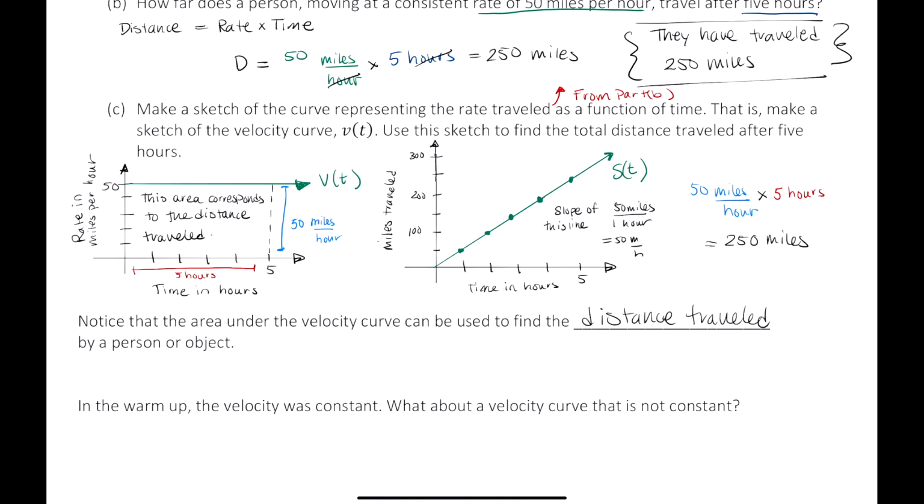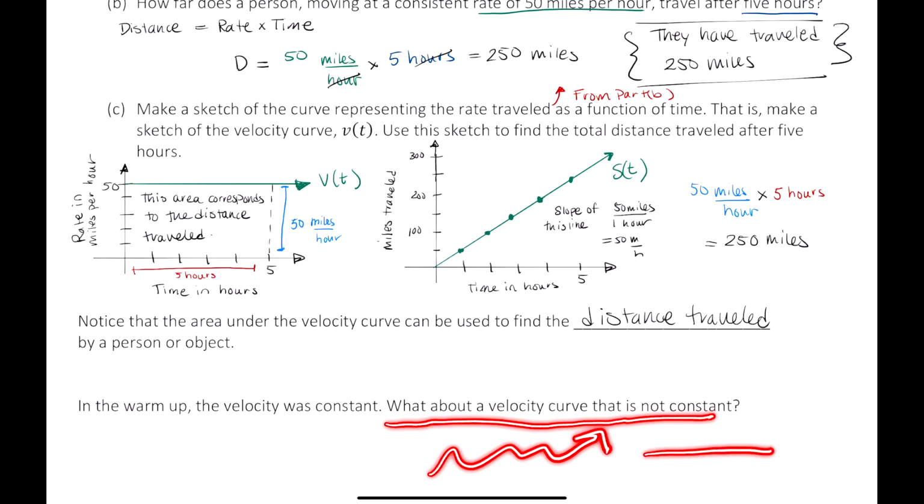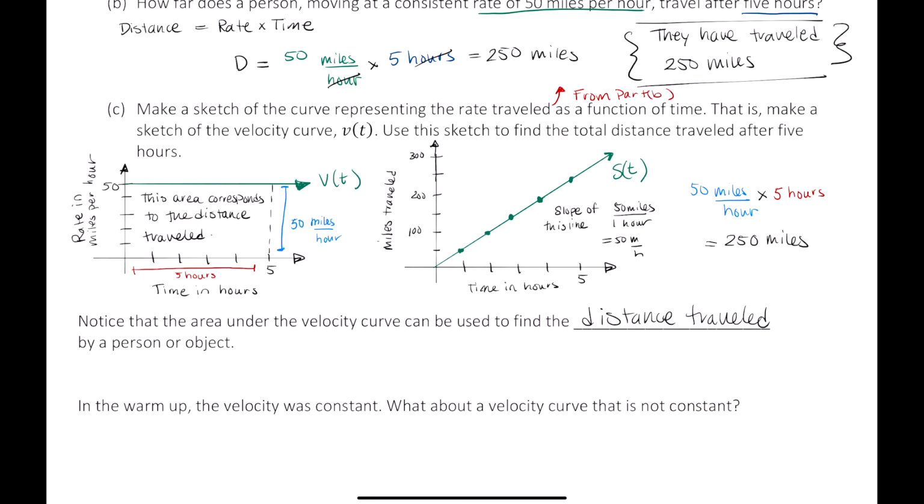In the warm-up, the velocity was constant. So in this case, this person was traveling at a constant rate of 50 miles per hour. So the velocity curve looked like a horizontal line. So in order to tell how far they had traveled after 5 hours, we just found the area of this rectangle. That was super easy to do. What about when the velocity of a curve is not constant? So what if we have a curve that goes up and down all over the place instead of being this nice straight constant line? This topic will be explored further in the next video.